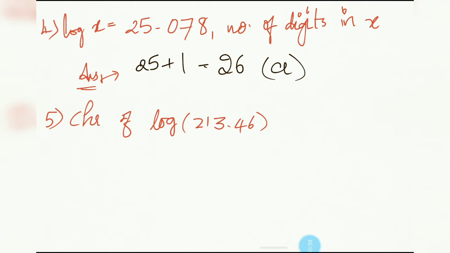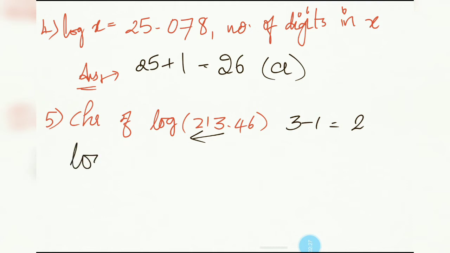Okay. Next, we have matrix matching type of questions here. Fifth one, the characteristic of log 213.46 is. Now how do we find the characteristic? In 213, there are 3 digits here, so 3 minus 1. So what is the characteristic? It is 2. But in the options there is no option like 2 directly, but let's check out the options.